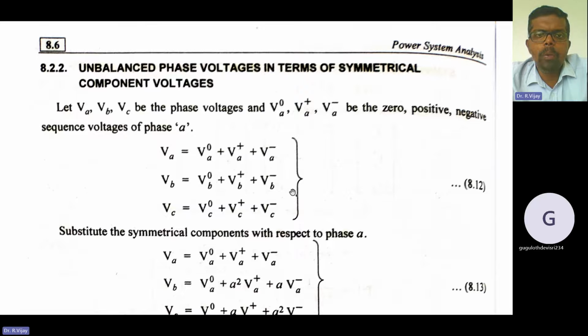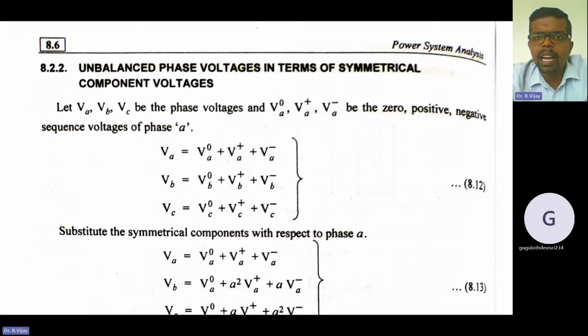Next comes the voltage. Previously we did it for current, now we are doing it for voltage. It is the same equation, only the notation has changed. Instead of IA naught, here VA naught. Instead of IB, here VB. Instead of IC, here VC. That's all. Same equation, same thing.